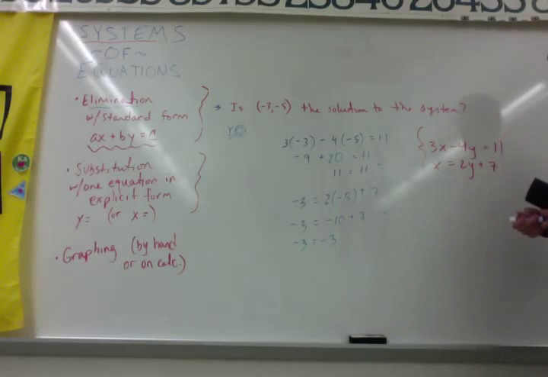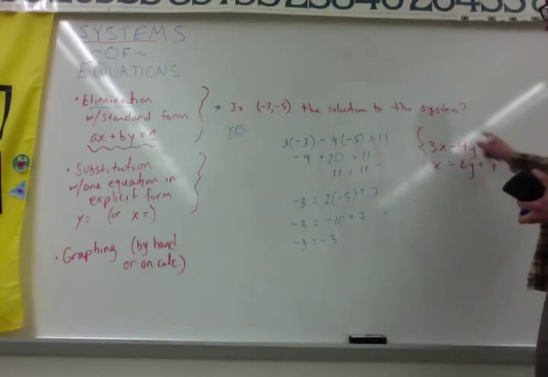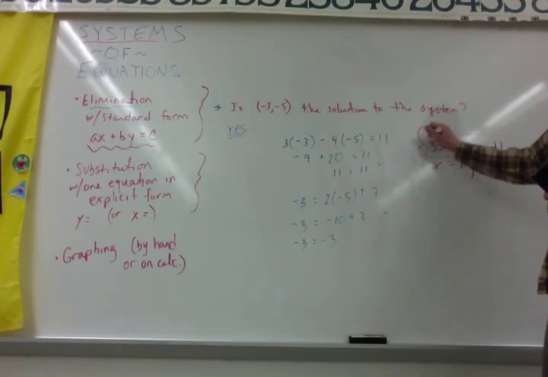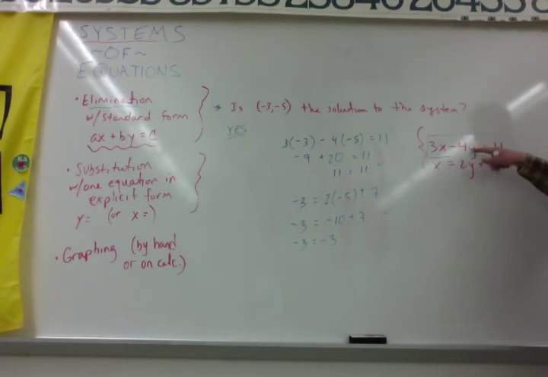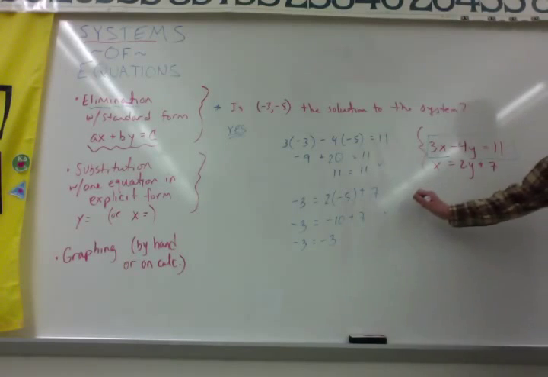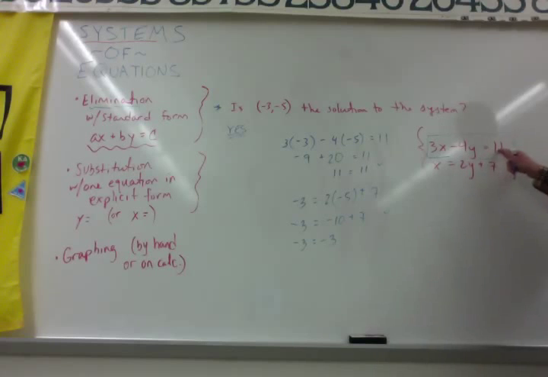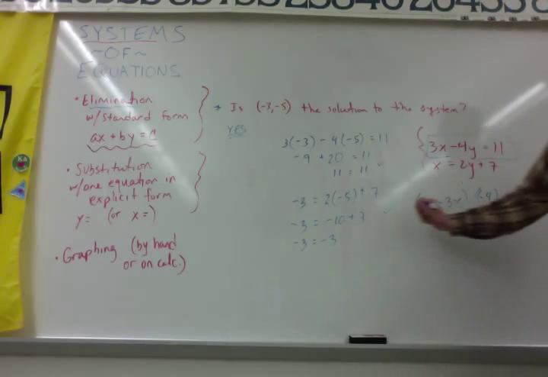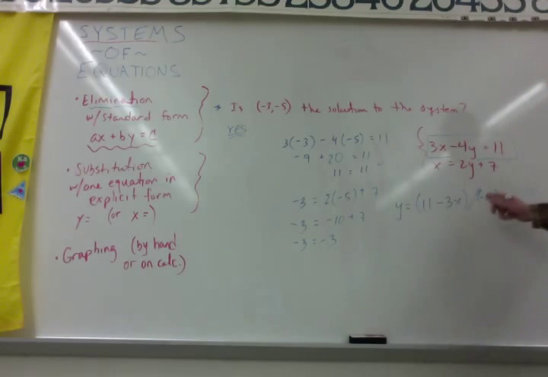You don't have to be perfect about it, but for the top one, to get y by itself, we'd have to subtract 3x and then divide by -4, right? We'd be taking away 3x and dividing by -4. So we end up with 11 minus 3x, that whole expression, divided by -4. This is what y equals. It's not pretty.